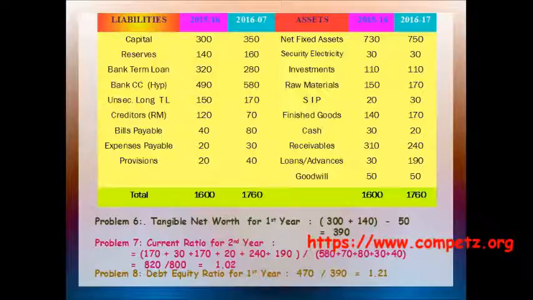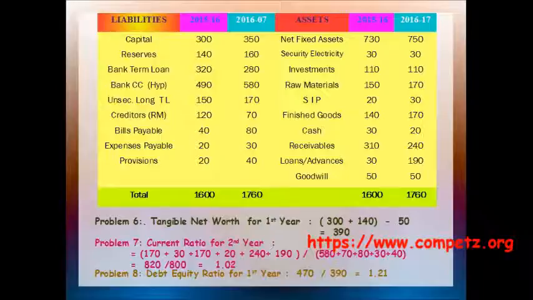Bank cash credit, that is hypothecation, for first year is 490, for second year is 580. Then your unsecured long term loan, 150 for first year, 170 for second year. Then comes your creditors in the liabilities side, 120 for first year, 70 for second year. Bills payable, 40 for first year, 80 for second year. Expenses payable is 20 and 30 for first year and second year respectively. Same applicable for provisions, 20 and 40. First year 20, second year 40.